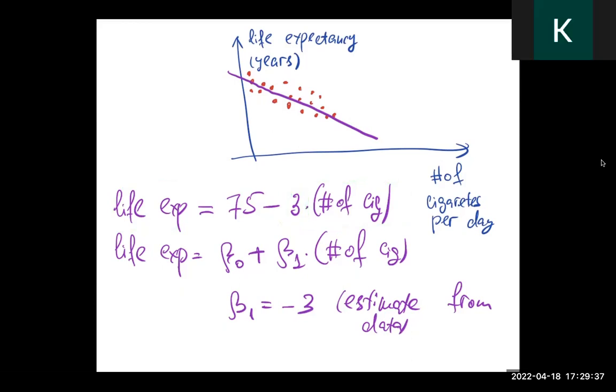Coefficient shows how fast life expectancy is dropping. And how fast? Quite fast, I guess. You can just say that each additional cigarette per day decreases your life expectancy by 3. Yeah. So this is what this formula shows us, and geometrically, it means that if we shift one position to the right, we also have to shift 3 positions to the bottom.